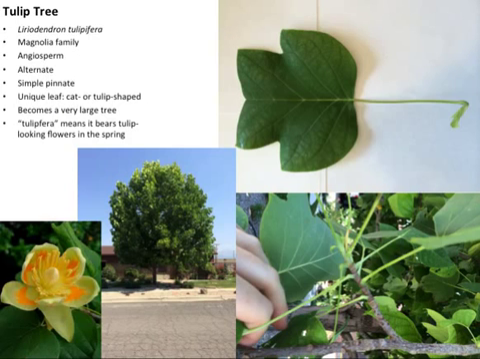The next tree is the tulip tree, and the scientific name is Liriodendron tulipifera. It's in the magnolia family, and it's an angiosperm. It has alternate leaf arrangement, which you can see here, one leaf per node, and it is simple pinnate. It does have a unique leaf. It's kind of either tulip-shaped, or I've heard students call this cat-shaped. So they call it the Garfield tree or the cat tree.